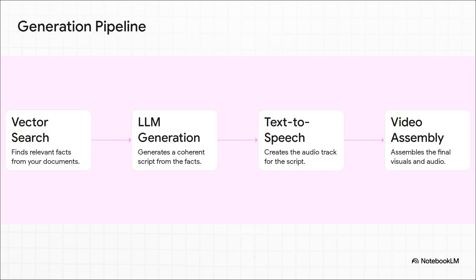It all comes down to this really slick, automated pipeline. When you ask a question, the system first does what's called a vector search. It's a super smart way of looking for concepts and ideas in your documents, not just keywords. The LLM then uses those facts to write a script. That script gets sent to the text-to-speech engine to create the audio. And then finally, the video pipeline puts all the visuals together. It's a seamless factory for turning knowledge into content.